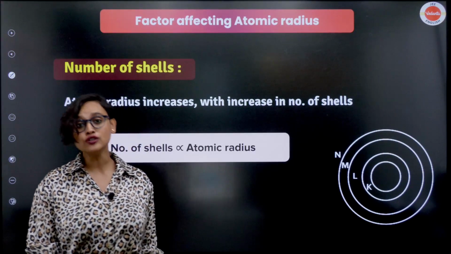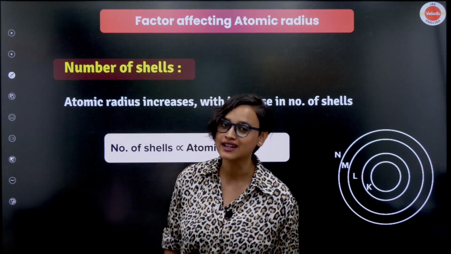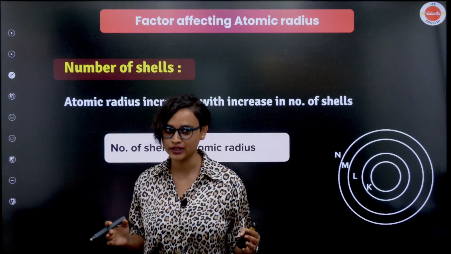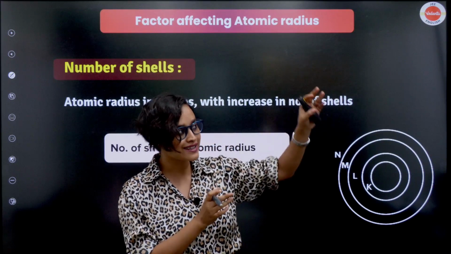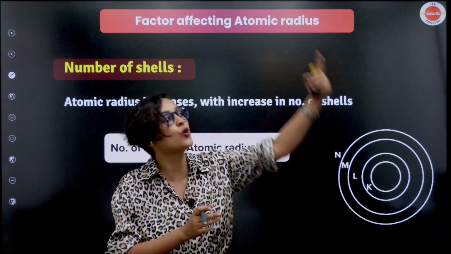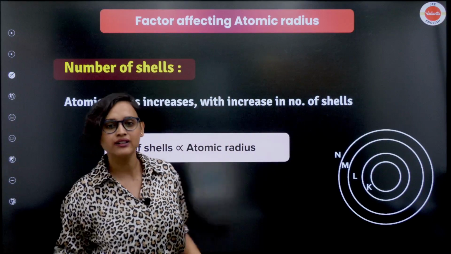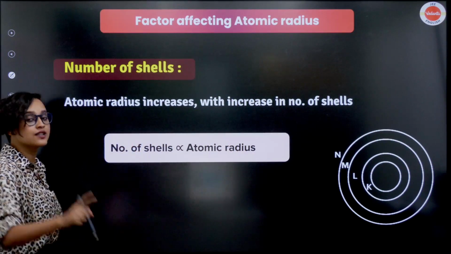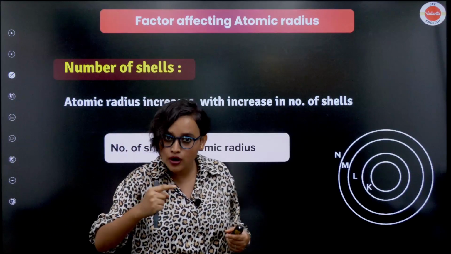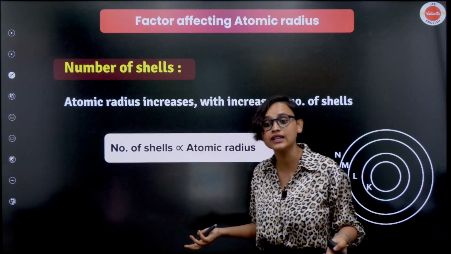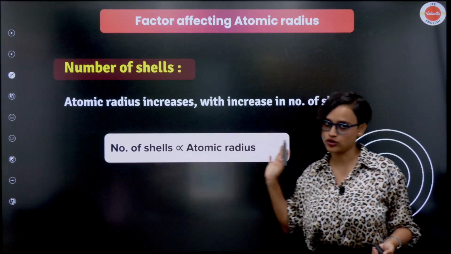Do you know that atomic radius is actually the biggest in group 1 atoms? The group 1 elements have the biggest atomic radius, and then as you go from left to right in the periodic table, the size decreases, and then again at group 18, the noble gases, it increases a lot because they don't interact with anyone. The number of shells is one factor that affects the atomic radius. If you have more and more shells, the atomic radius will obviously increase. It is directly proportional to the number of shells.